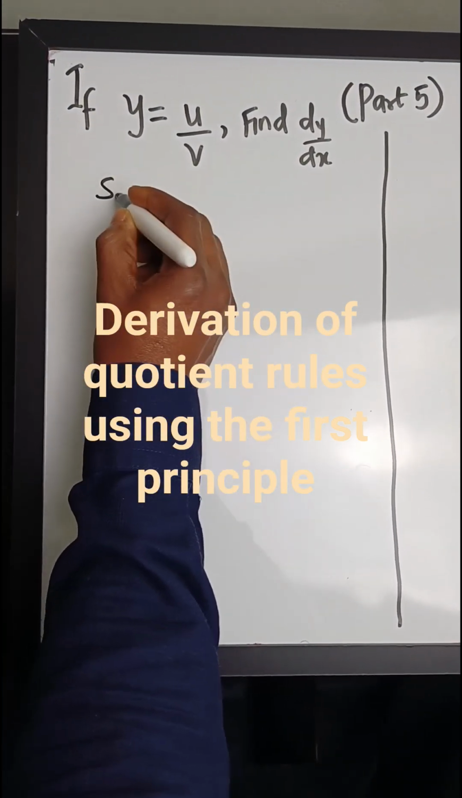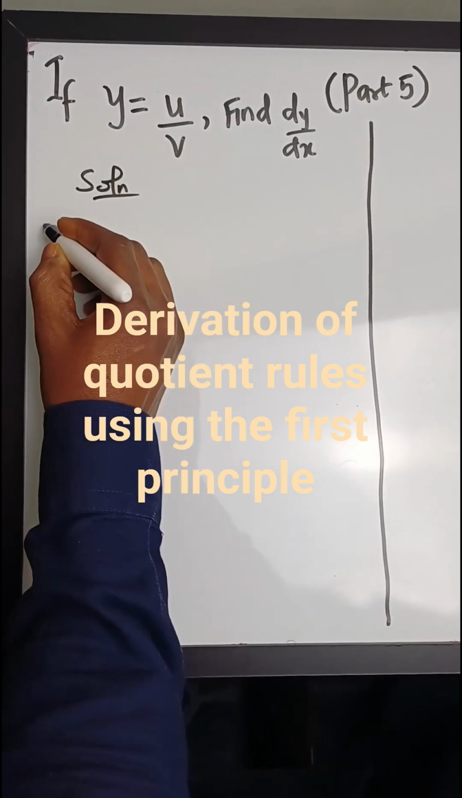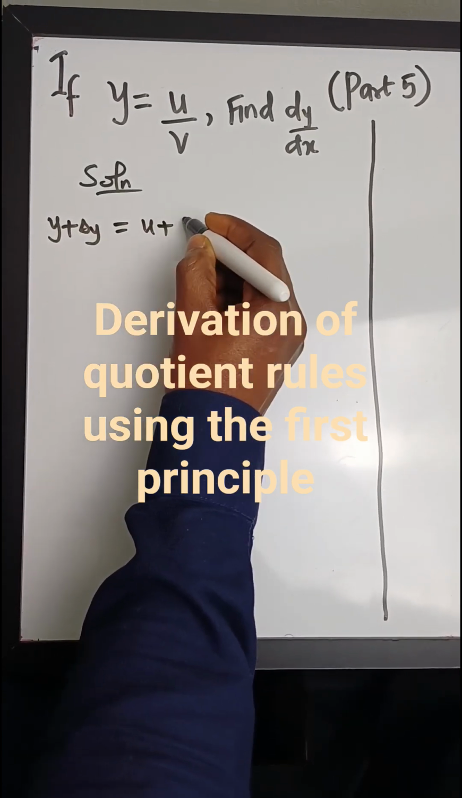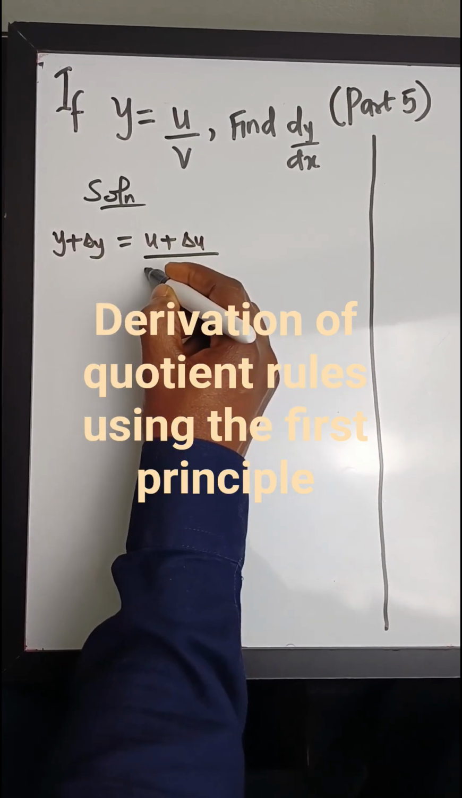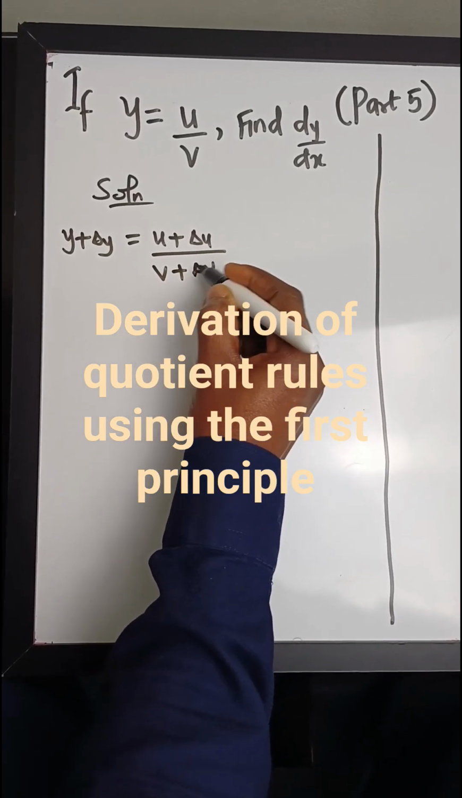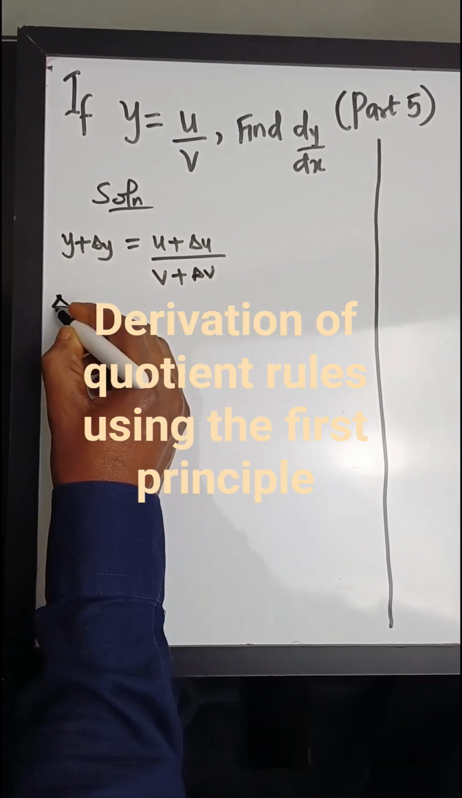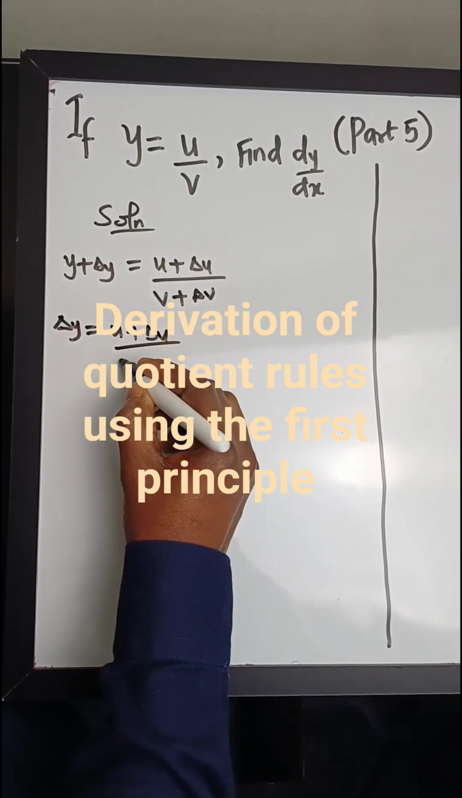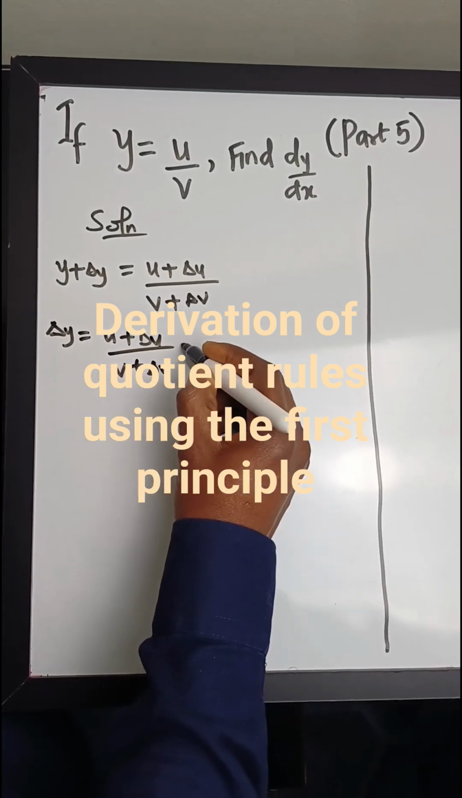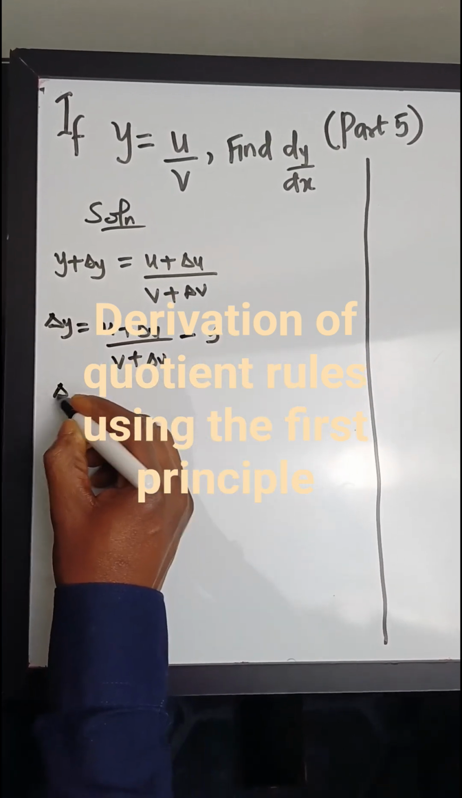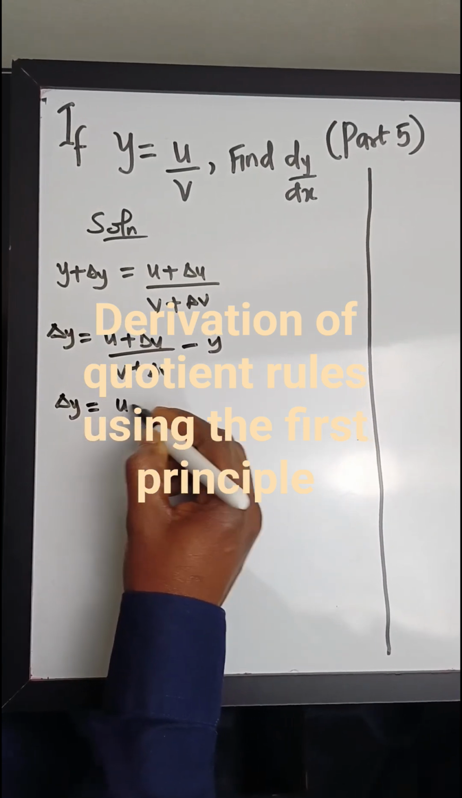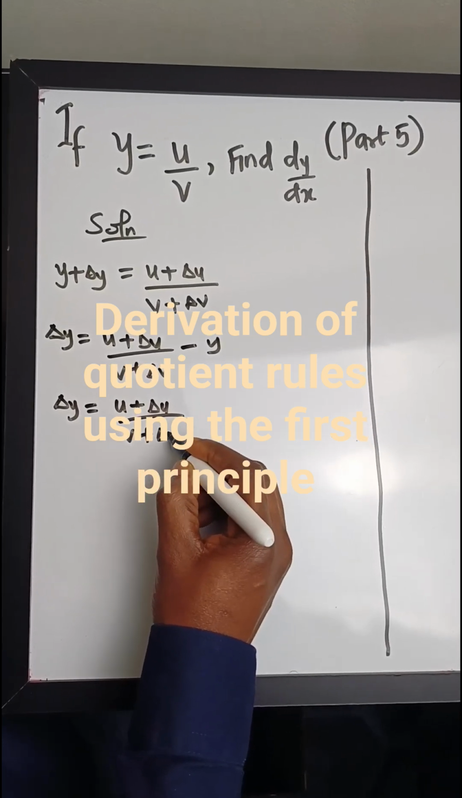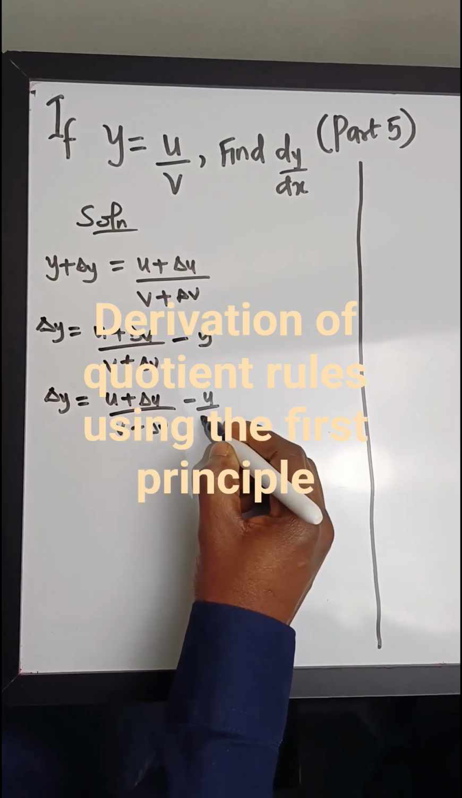So the first thing we need to do is to add change in y to y, add change in u to u, add change in v to v. Then make change in y the subject: change in y equals u plus change in u over v plus change in v, minus y. So the next step is to substitute the value of y: u plus change in u over v plus change in v, minus u over v.